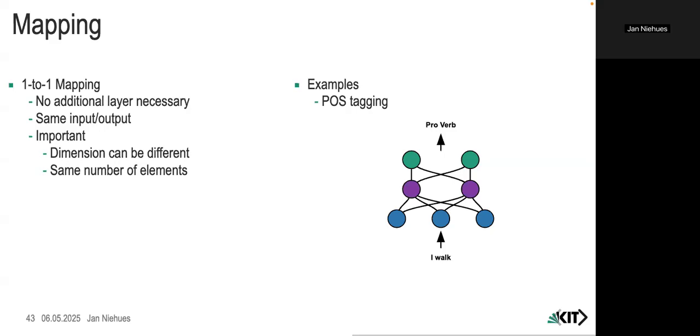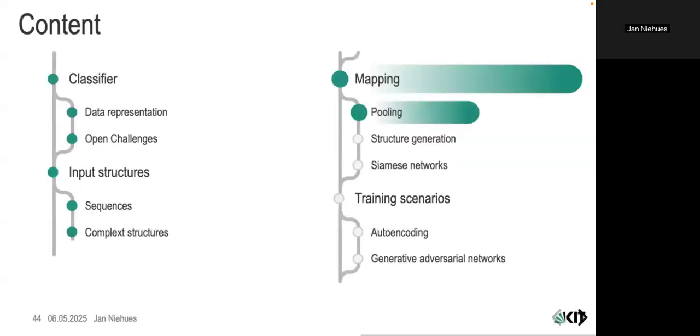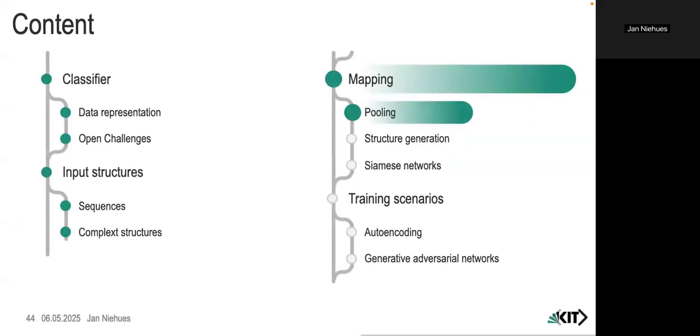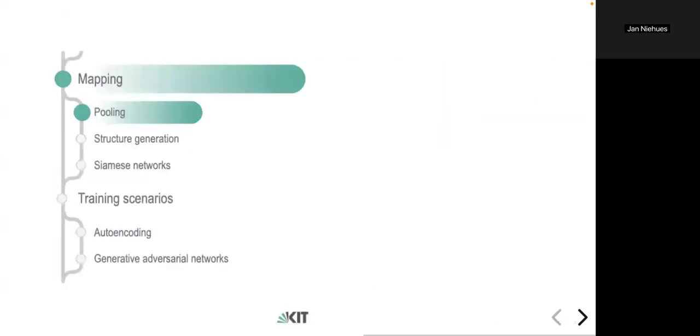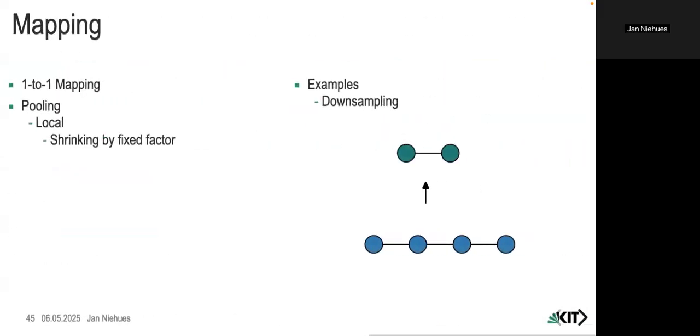However, not all of these are working. The most simple thing is that you might want to change the length of the sequence. I mean, you want to shorten it, or you can also extend it, but there is a clear correlation between them. If you want to do pooling, the first thing you can do is local pooling, by shrinking by a fixed factor.